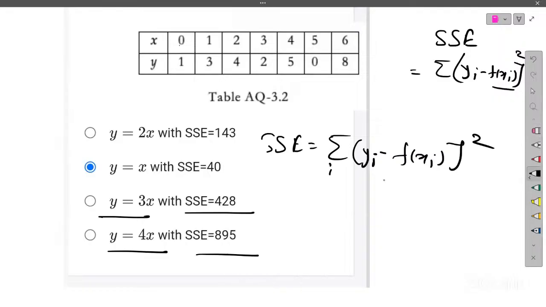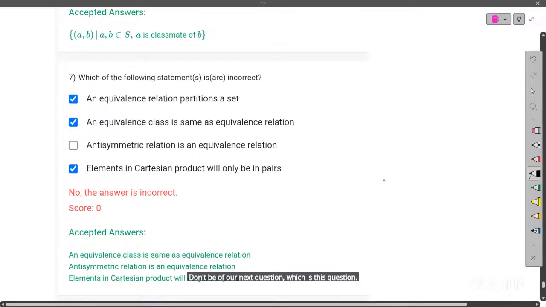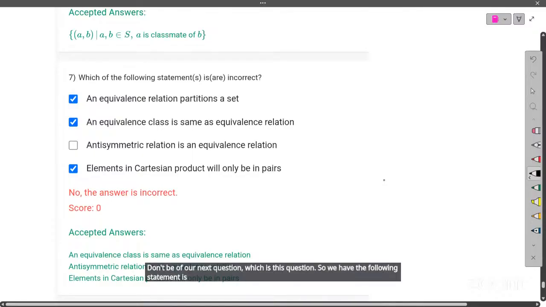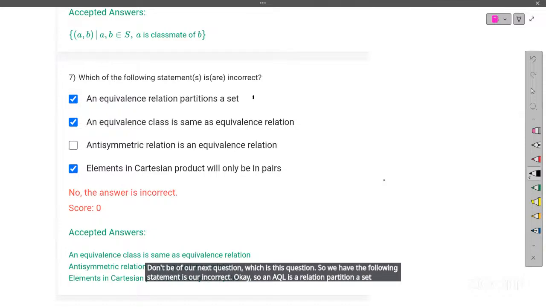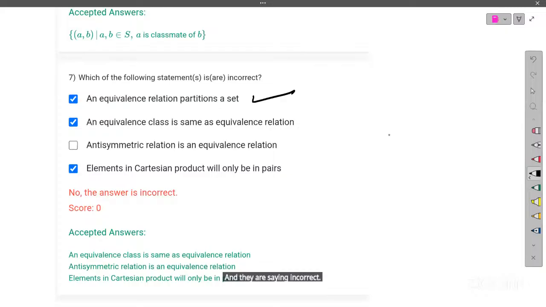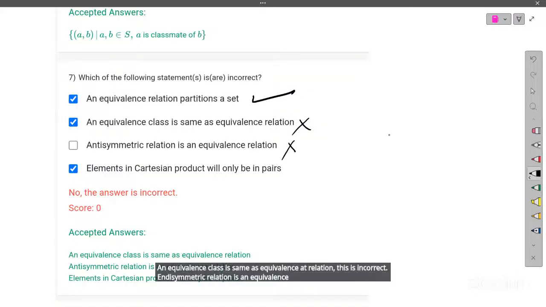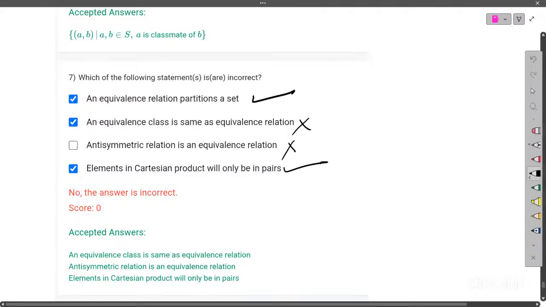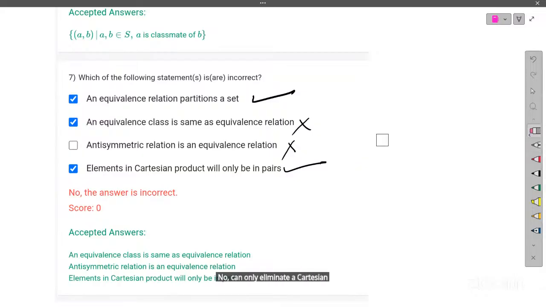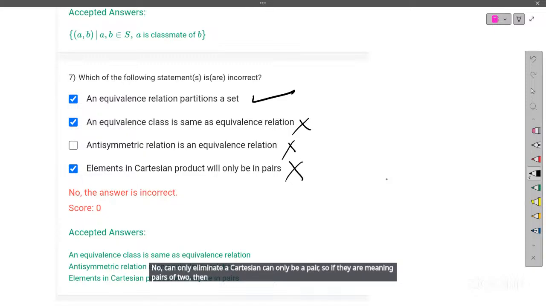Now we have our next question, which is this question. Which of the following statements is incorrect? Okay, so an equivalence relation partitions a set. This is actually a correct statement. Why are they saying incorrect? An equivalence class is the same as an equivalence relation. This is incorrect. Antisymmetric relation is an equivalence relation. This is incorrect. Element in Cartesian product will only be in pairs. This is kind of correct. No, an element in a Cartesian product can only be a pair. So if they mean pairs of 2, then this is also incorrect.